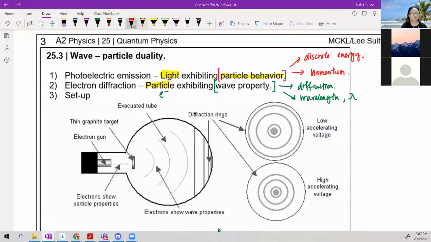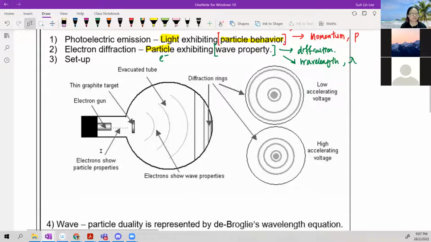So we're going to look at how to tie momentum and lambda together. This is the setup. What we have is a good old electron gun that we will accelerate and whack it against a graphite target. Wow, scientists like to accelerate particles and collide with stuff.